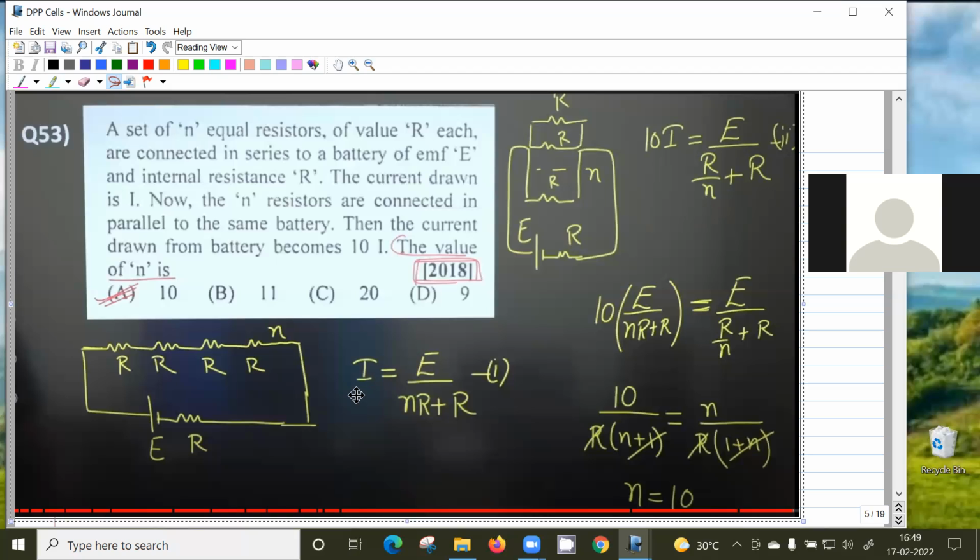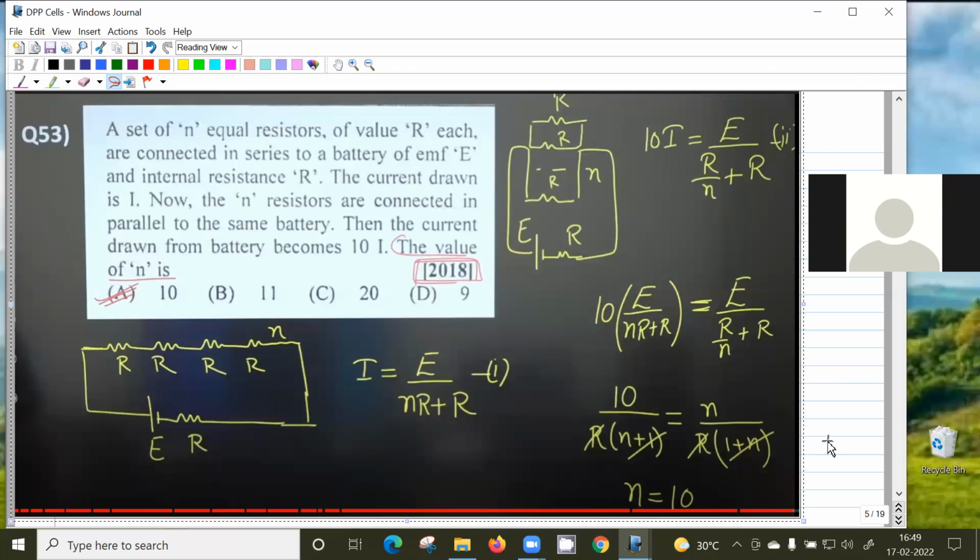In the series case, I equals this one. Now I have to find N, so I can divide these two. So I will get knocked out and E also gets knocked out. And R is also getting cancelled. So this is how you do it, right?